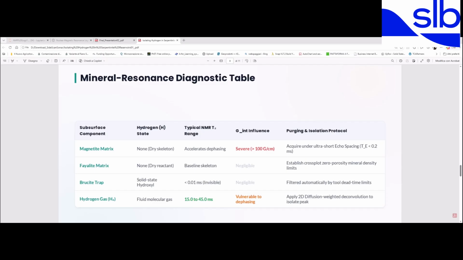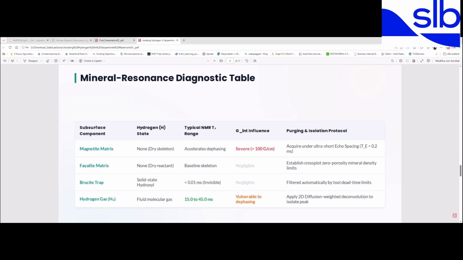So we have a baseline. The typical NMR T2 is the baseline skeleton. Establish the cross-plot zero porosity mineral density limit. Filtered automatically by tools' dead time lines. Hydrogen gas, the fluid molecular gas, generates this kind of signal between 500 and 450 milliseconds, but the trouble is that it is vulnerable to dephasing.